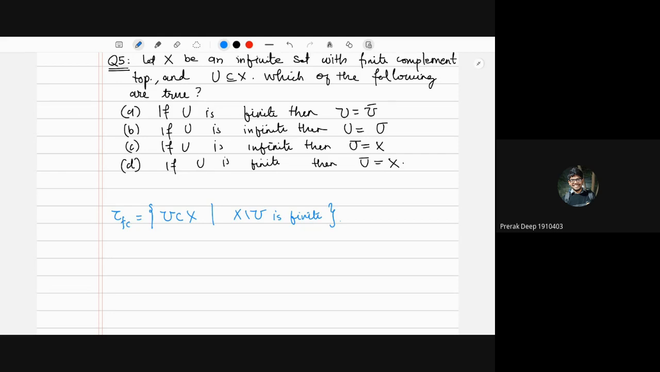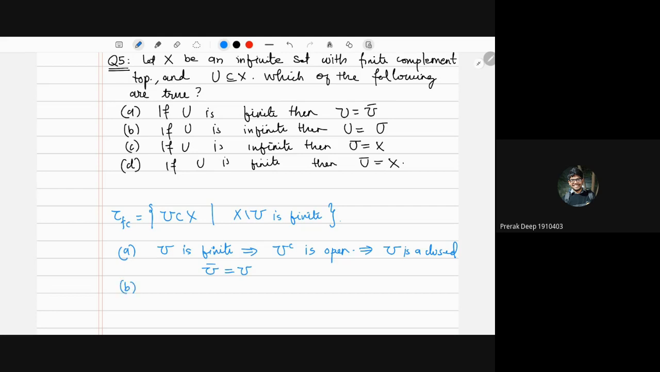Okay. So now option A. Option A says that U is a finite set. So if U is finite, what does this mean? That its complement will be open. So this implies that U is a closed set. And we know that for a closed set, the closure of the closed set is itself. So U closure is equal to U.